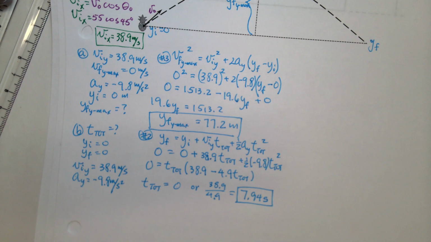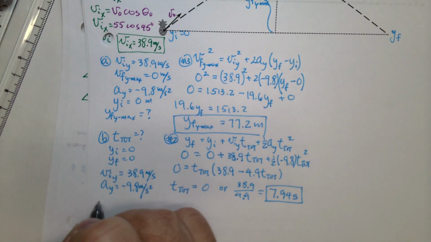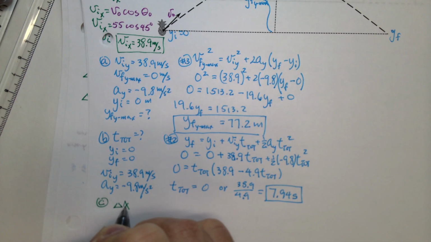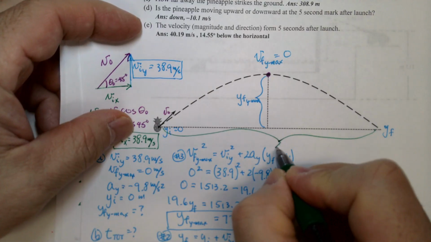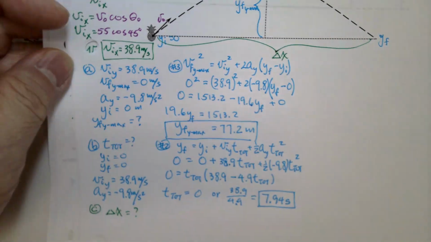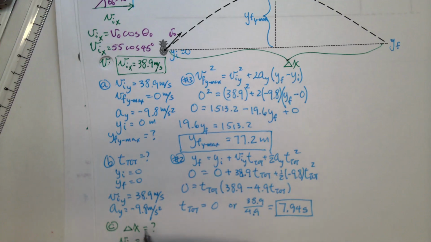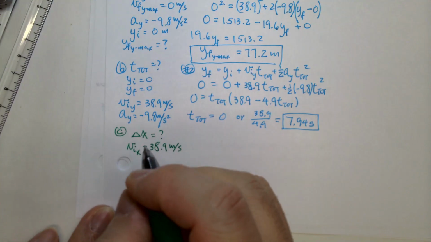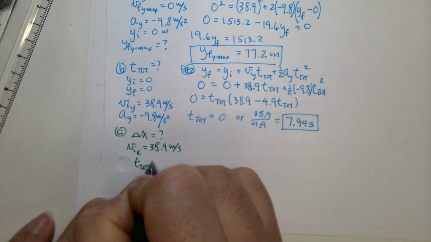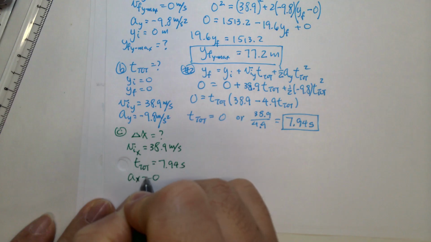And for part C, how far away the pineapple strikes the ground. So for part C, they want to know what your delta x is, the range, right? And this is the range right here, right? That's the delta x, okay? So my VIX we calculated to be 38.9 meters per second, right? So that was easy. And we know T total now, because we just calculated that to be 7.94 seconds, and we know A sub x is 0, always.